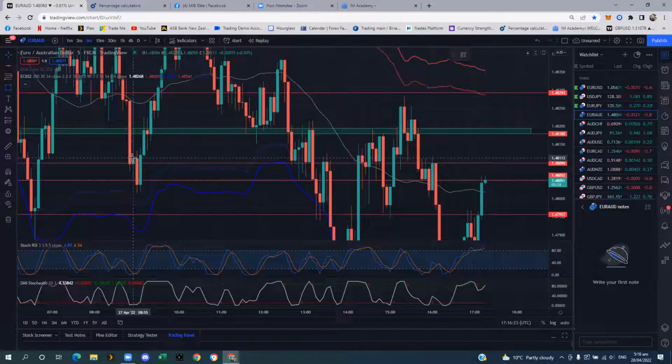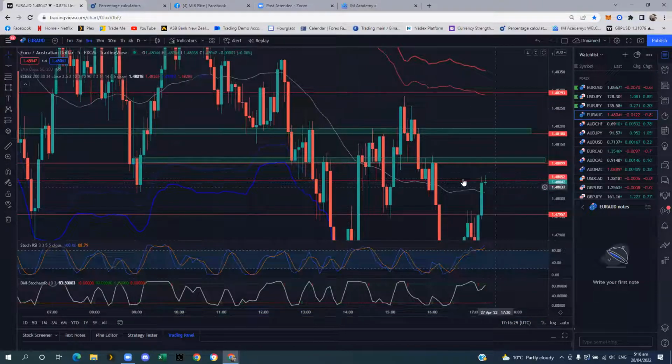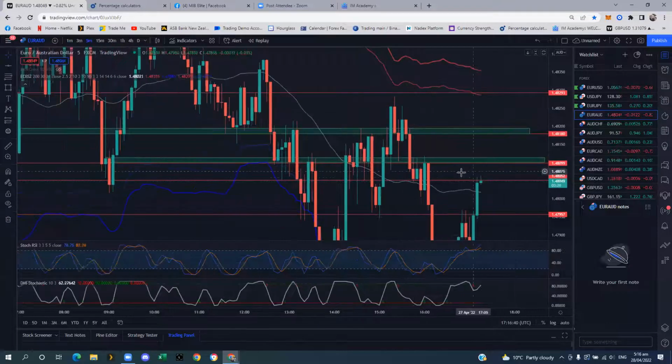So even if I use this and pull this across there, it should give you a clearer picture of how I create my zone. So it's the top of these wicks. You know, it's not exact. I could probably make that a little bit bigger to correlate with the top of that wick, but remember, it's not an exact science.